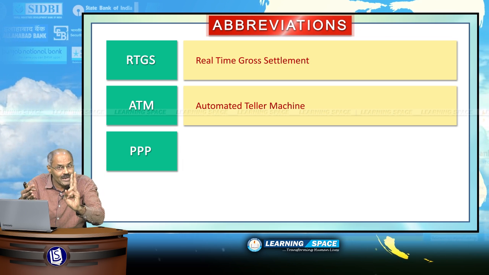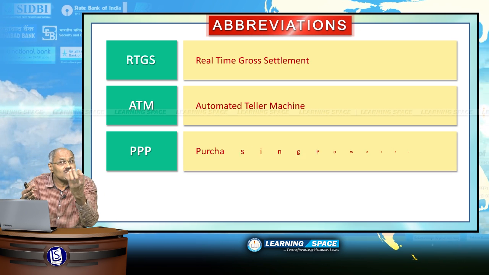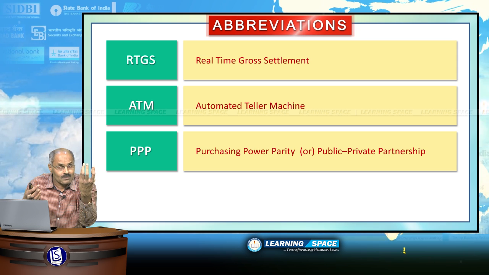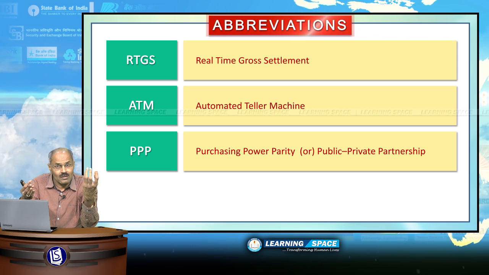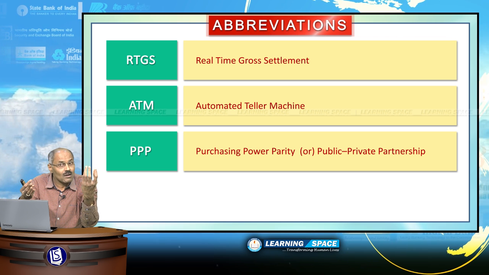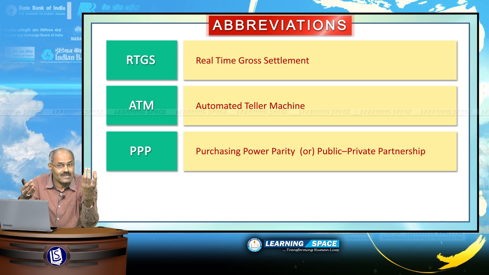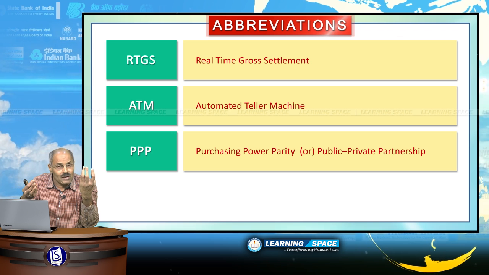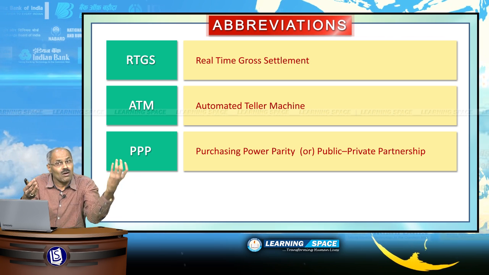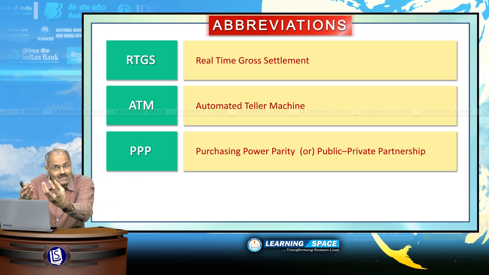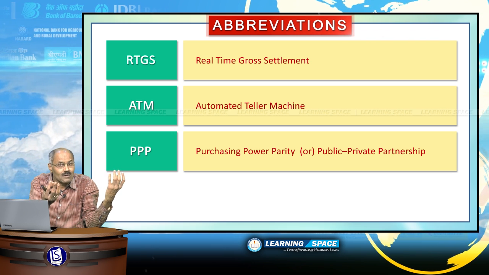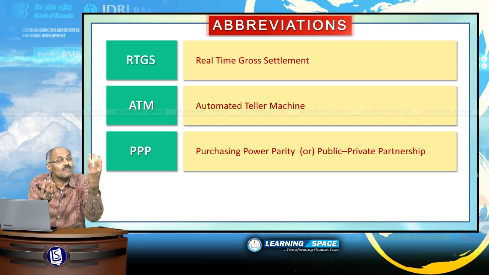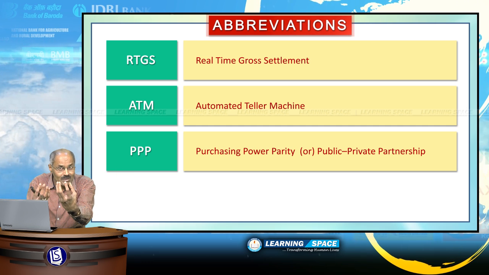PPP has got two meanings. First is Purchasing Power Parity. When we are talking about the GDP, the gross domestic product of various countries, they are expressed on a nominal basis or on a purchasing power parity basis. So there are two ways of expressing GDP, on nominal basis as well as purchasing power parity basis.